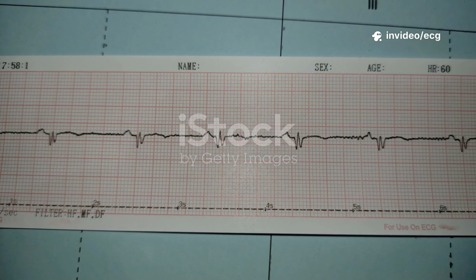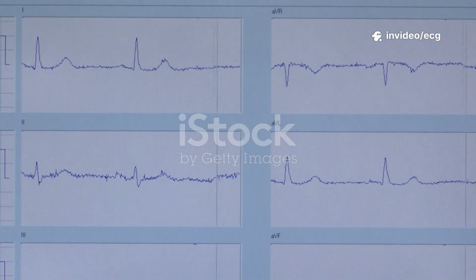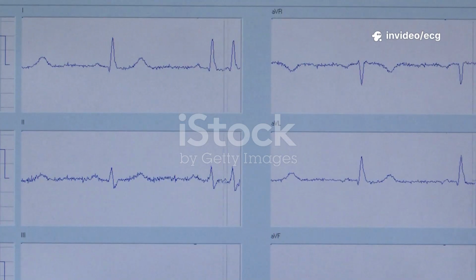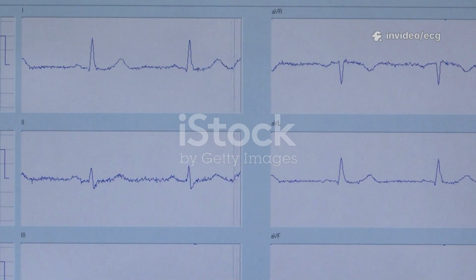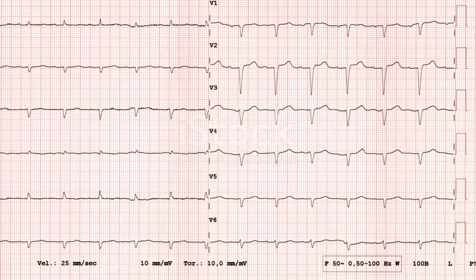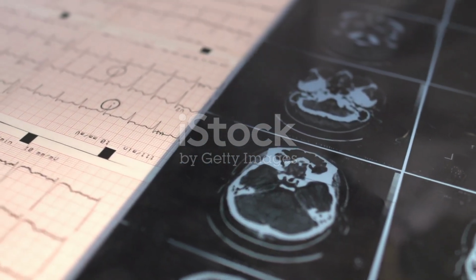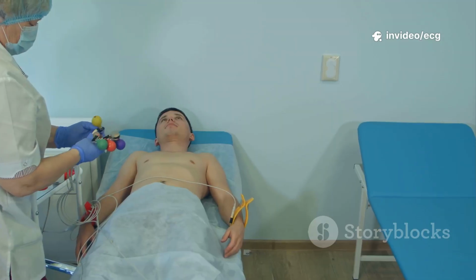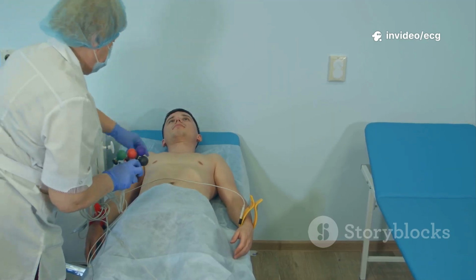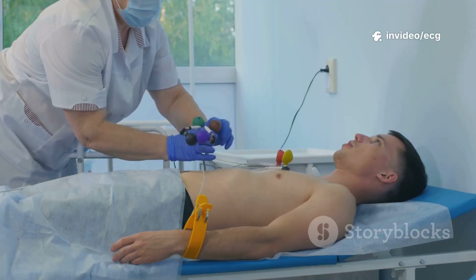The electrocardiogram, or ECG, is one of the most powerful and readily available diagnostic tools in modern medicine. This guide is designed to demystify the ECG, providing a clear, step-by-step method that anyone can follow. The goal is not to make you a cardiologist overnight, but to equip you with a reliable routine.